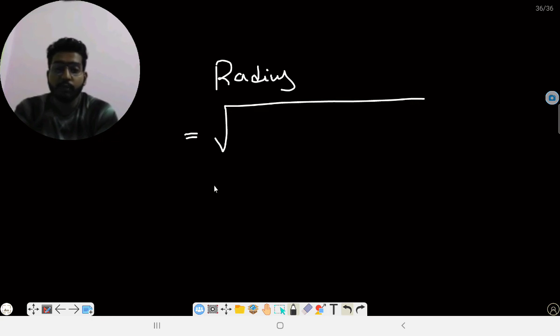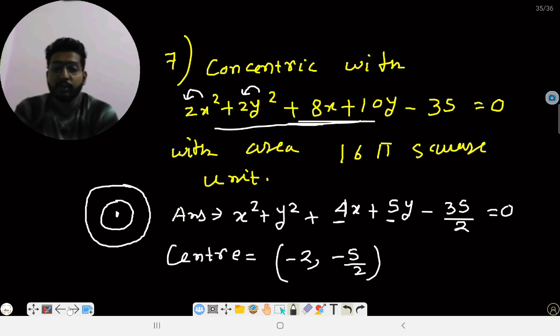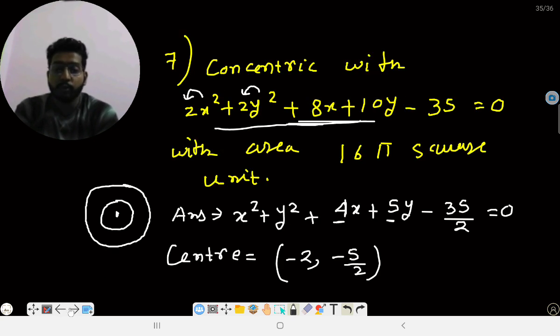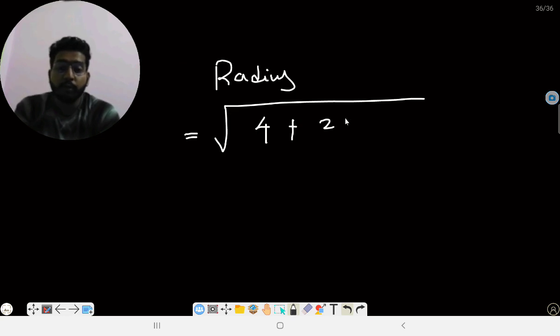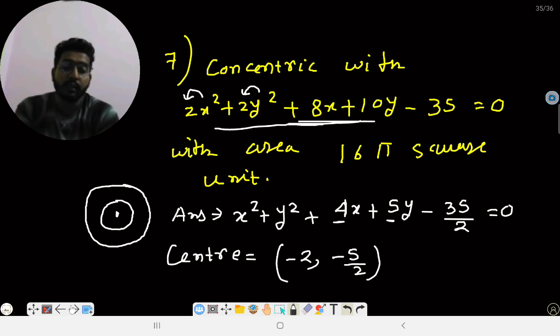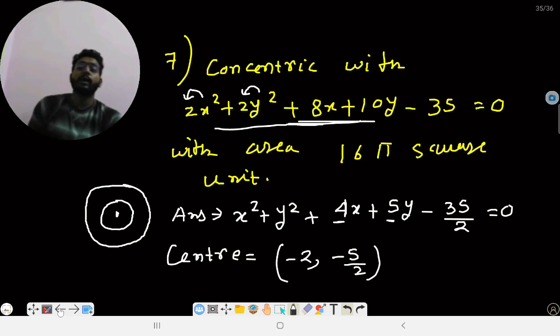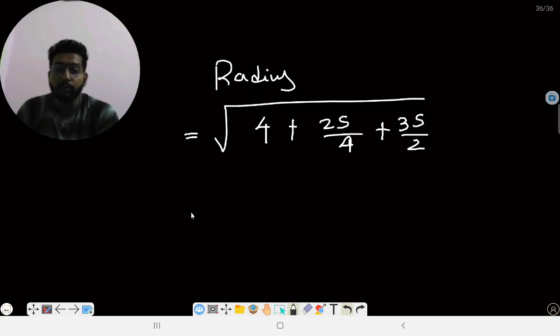Now the radius, how to find the radius? The radius is root over of g square plus f square minus c. If I do it like this, that will be 2 square, which is 4, and then 5 by 2 square, which will be 25 by 4, minus c. Now what is c here? It is minus 35 by 2. Minus of minus 35 by 2 means it will become plus 35 by 2.